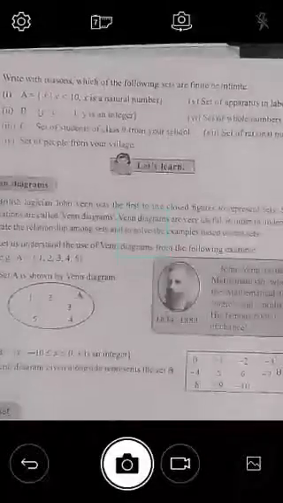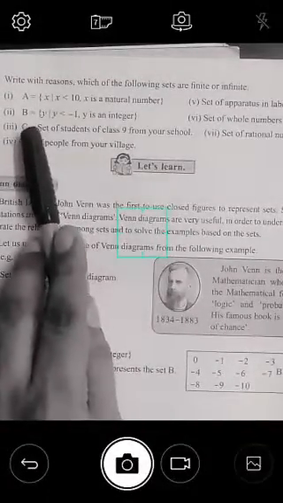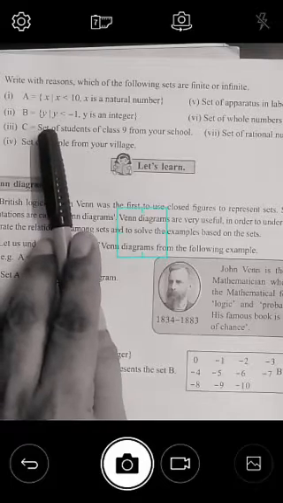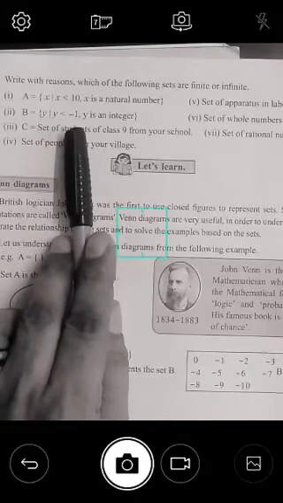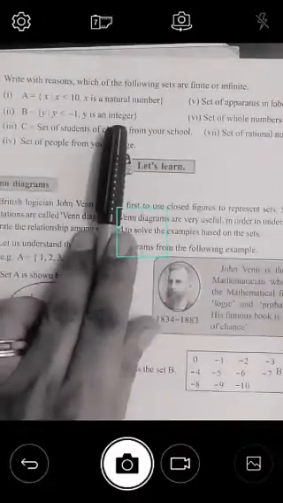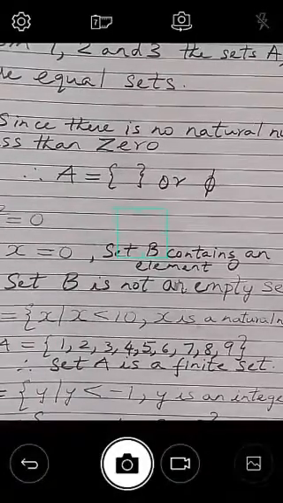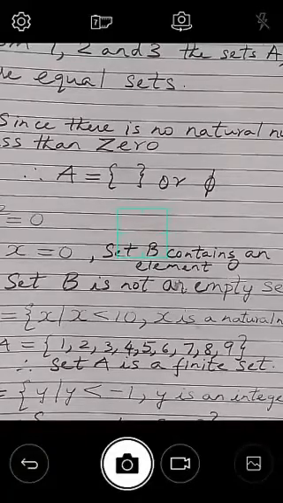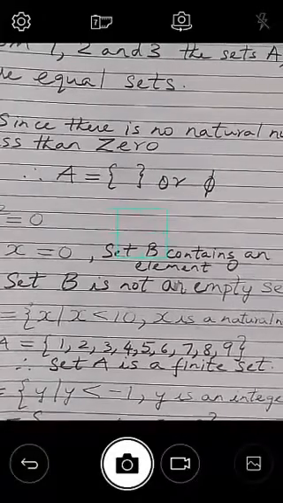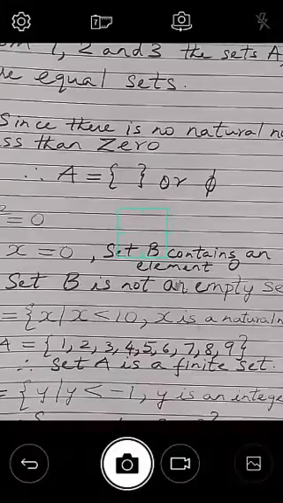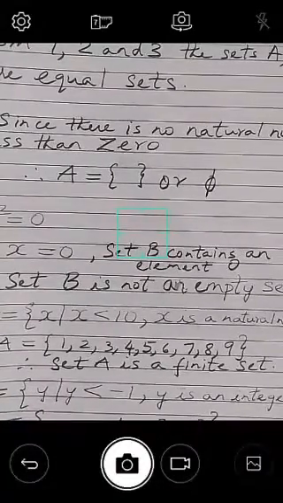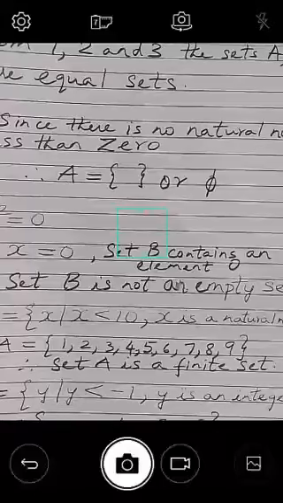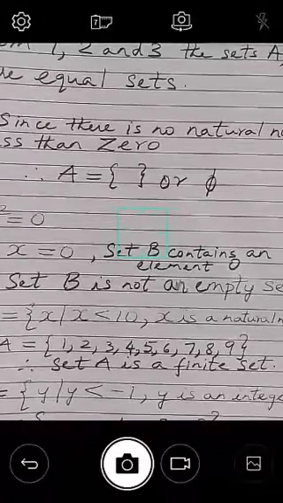The next one, B is equal to {y such that y is less than -1 and y is an integer}. Y is less than -1 and it is an integer. So it will be -2, -3, -4, etc. So B is equal to {-2, -3, -4, etc.} You have to write it in this manner. Therefore B is an infinite set.